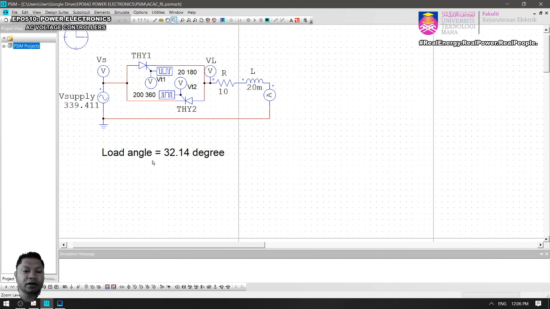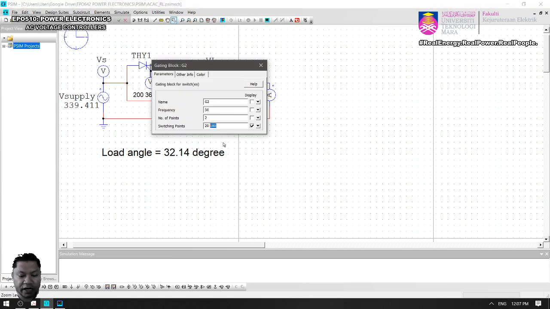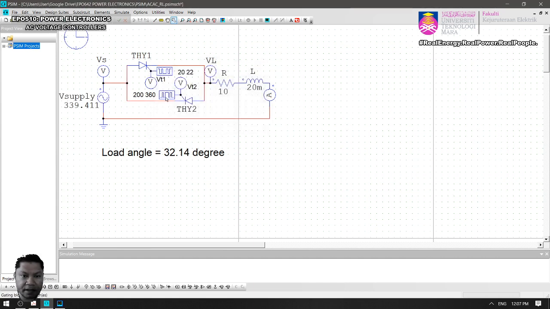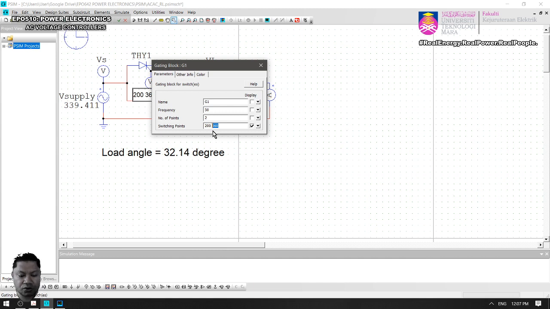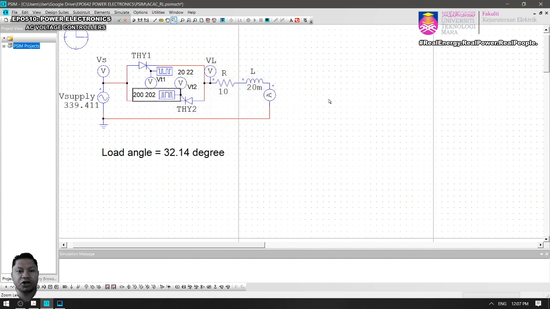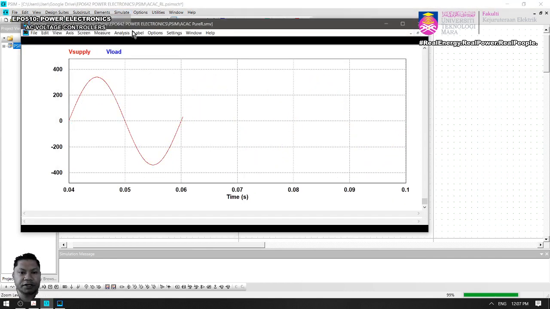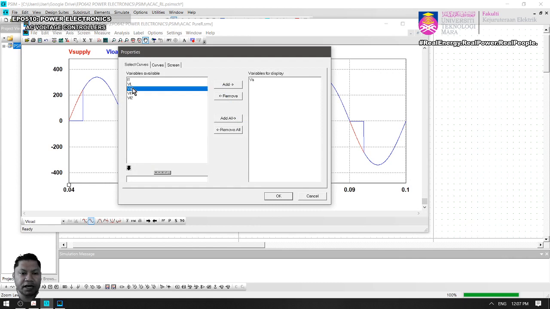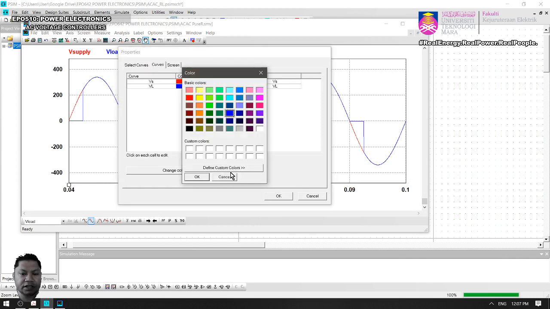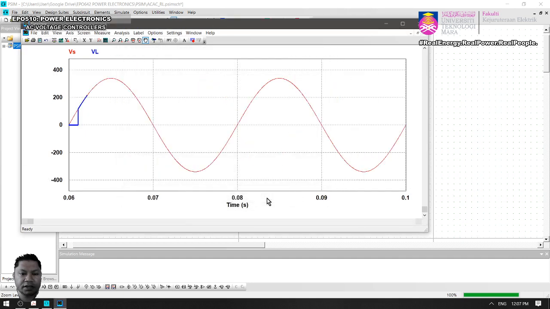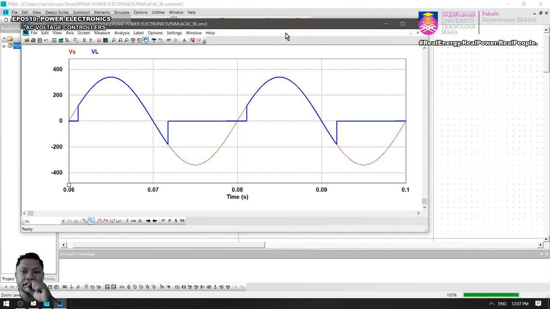In this case, we have a load angle equal to 32.14 degrees. And we try a case of alpha below the load angle, say 20 degrees. Now I'm going to adjust the short pulse. What happens if you have a short pulse there? We provide a short pulse to the system. Let's take the output voltage. There you are. Try to understand this waveform.